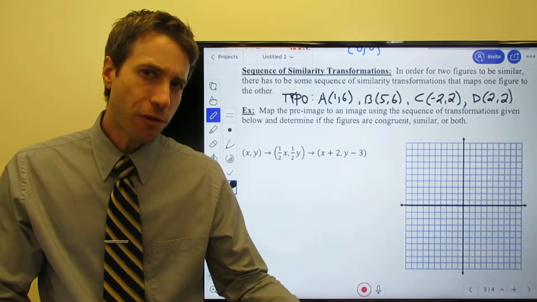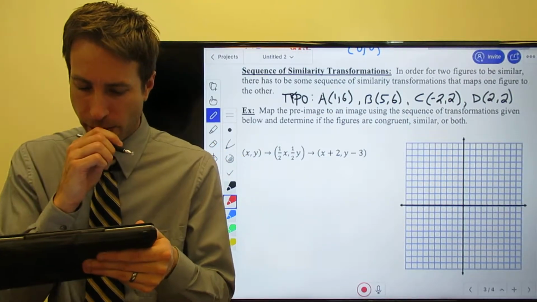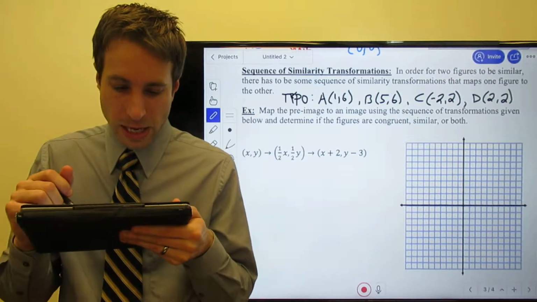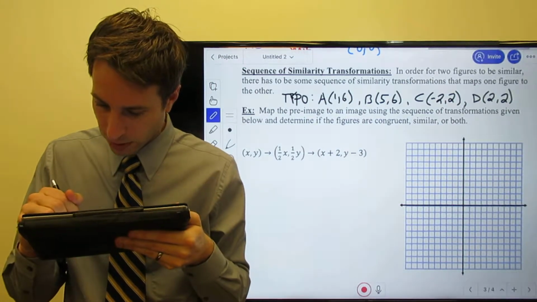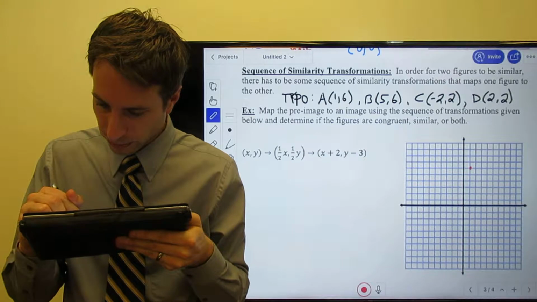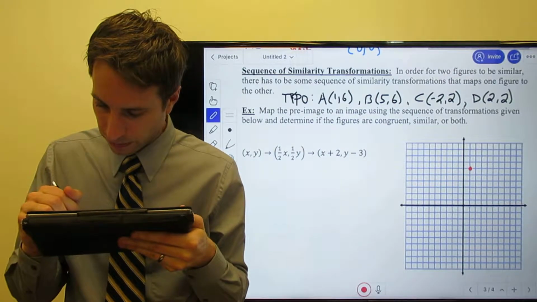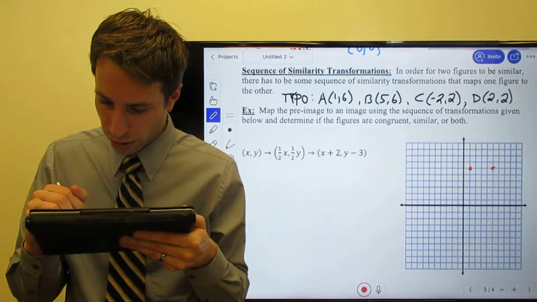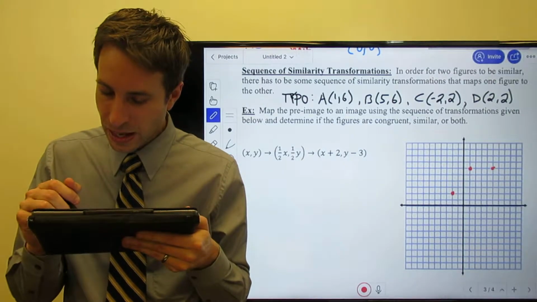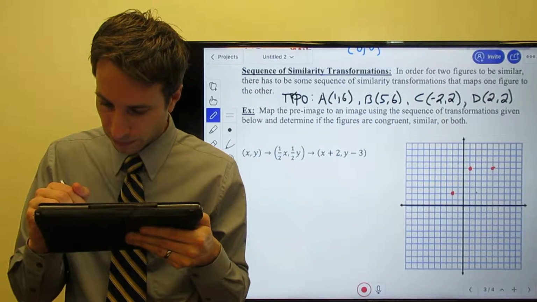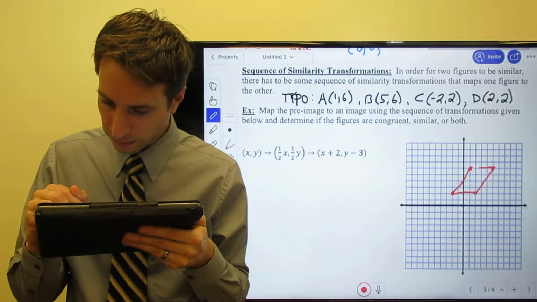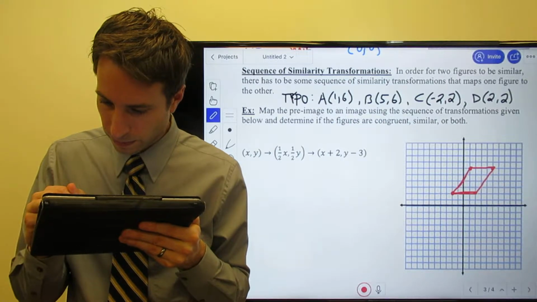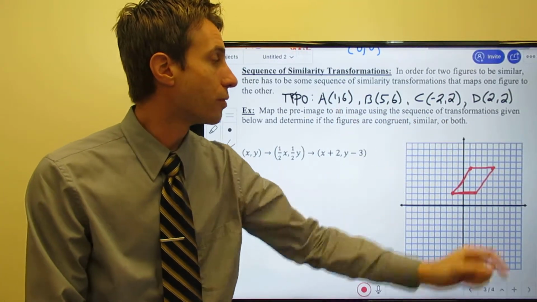In order to start, first we need to map our pre-image. So in A, we'll do all of them in red. 1, 6, right there. Then 5, 6. Then -2, 2. And then 2, 2. All right, so right there is my pre-image based on those pairs.